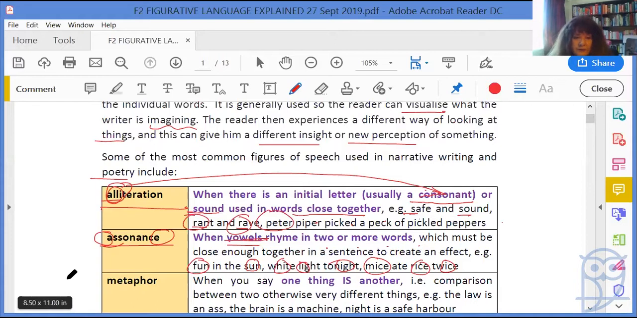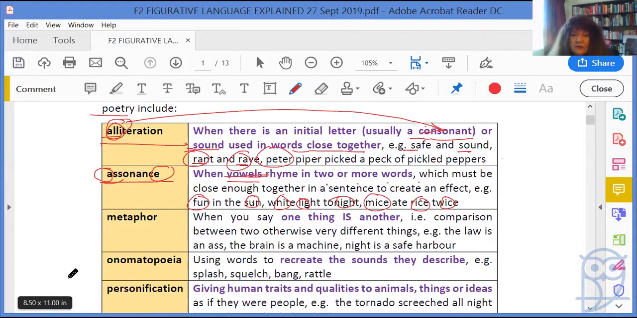Let's look at the third very common figure of speech, which is the metaphor. What's a metaphor? It's when you say one thing is another. So you're comparing two different things, but you're saying they're similar. For example, the law is an ass. That's a very common one because we don't always agree with what some judgment has come out as. So we say the law is an ass. It's not really, but that's what we're saying.